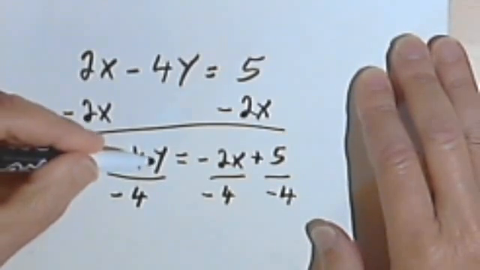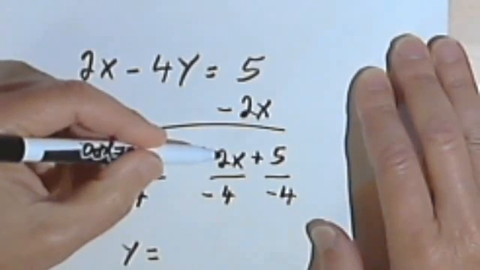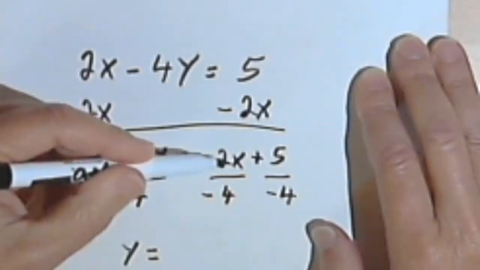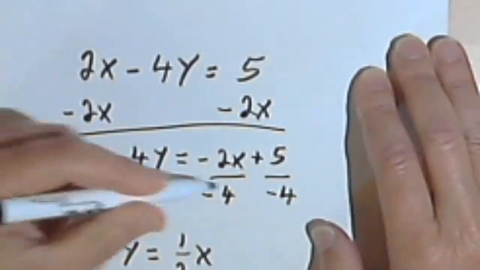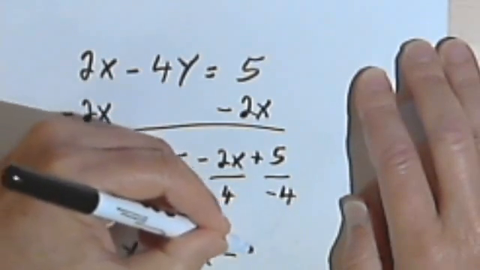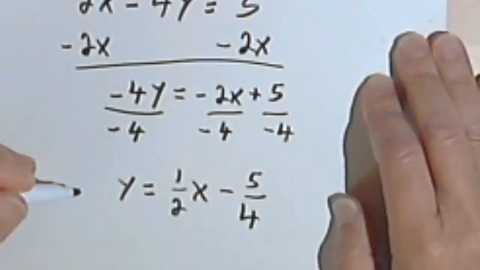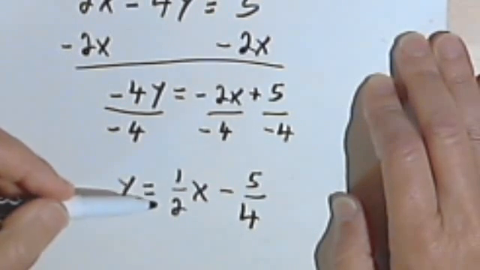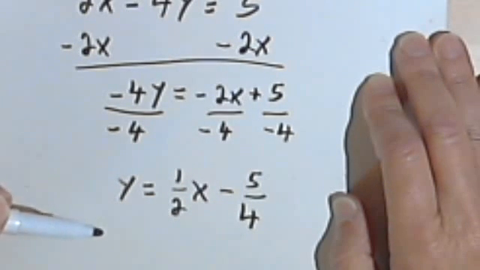On the left, all I've got is a y, so that's y equals negative 2 over negative 4. Well, the negatives will cancel, and 2 over 4 is the same as 1 over 2. So this is going to be 1/2 x. And I've got 5 over negative 4, so that's going to be negative 5 over 4. And if all I'm looking for is the slope, if I've been told to define the slope, then I've got it right here. The slope is 1/2. And that's all there is to this.